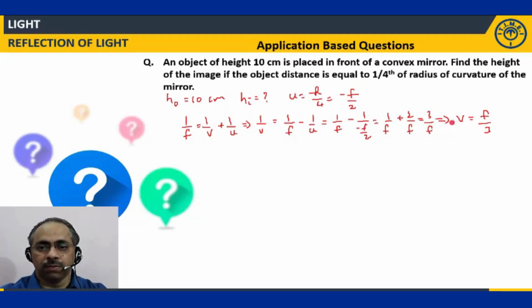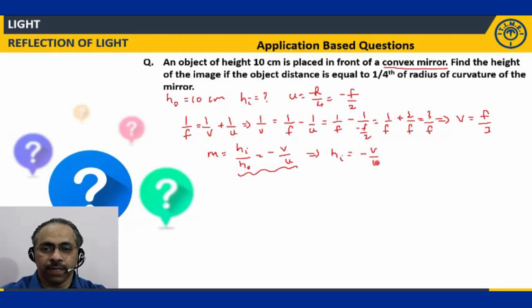U is equal to F divided by 2. V is equal to F divided by 3. I got it as positive. Okay. So indicating that the image distance is positive in the sense it is a convex mirror. Condition is satisfied, right? What is he asking? Image height. So M magnification is equal to Hi divided by Ho, which is nothing but minus V by U. Now equate these two. The right side, these two expressions you equate. So what I am going to get? Hi is equal to minus V by U into Ho. This is given 10 centimeter.